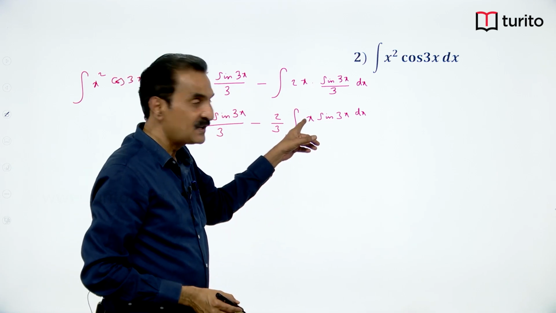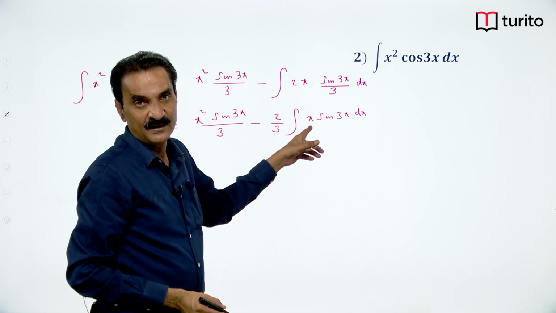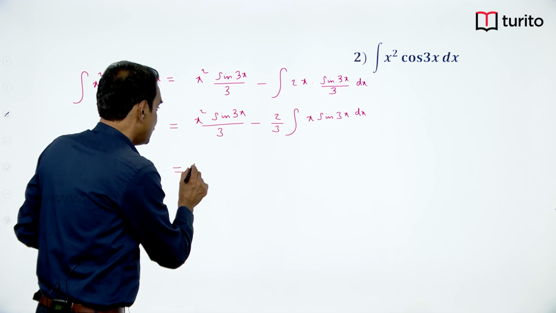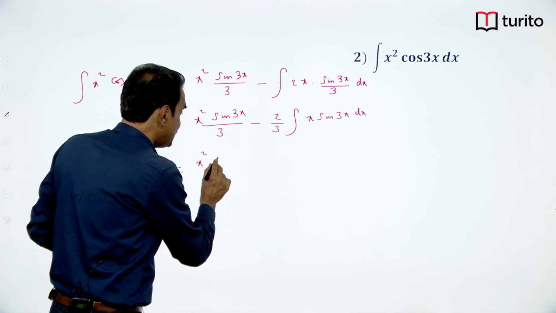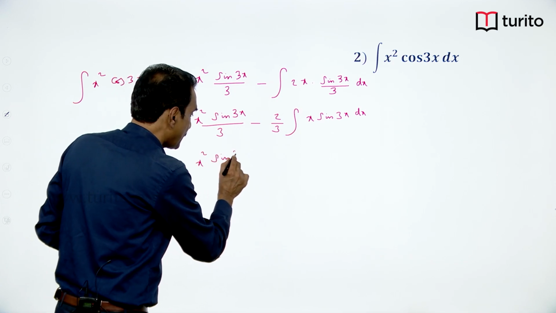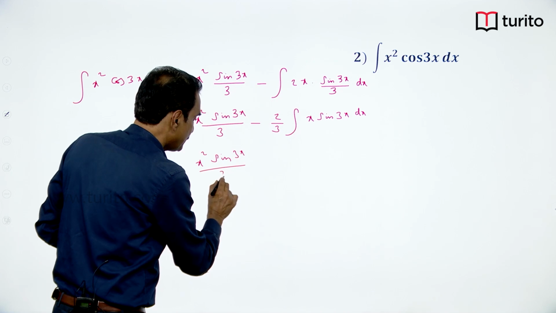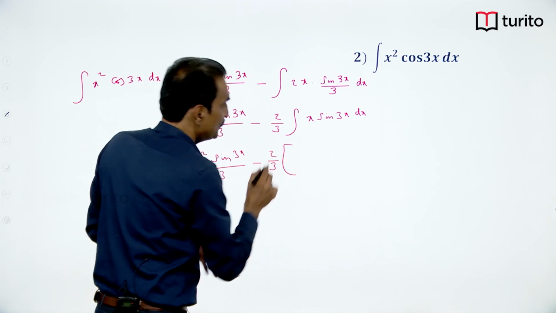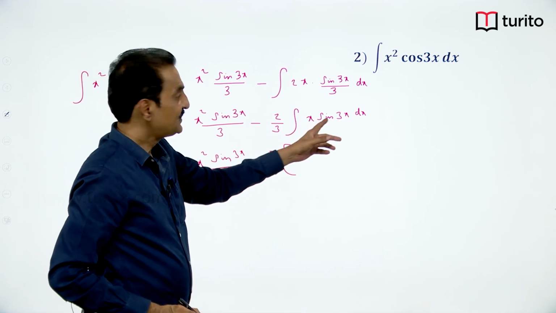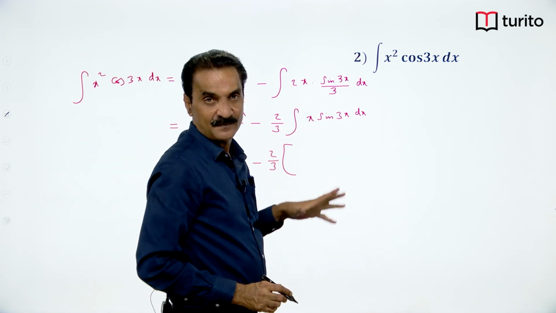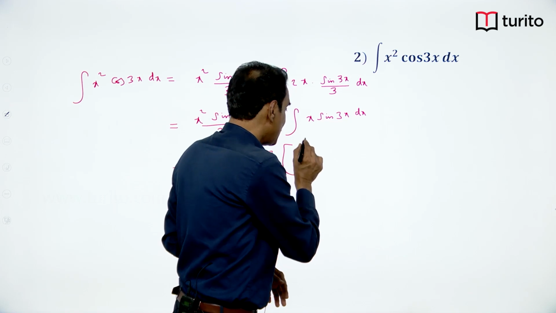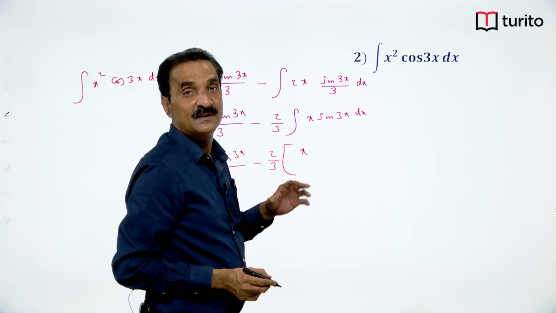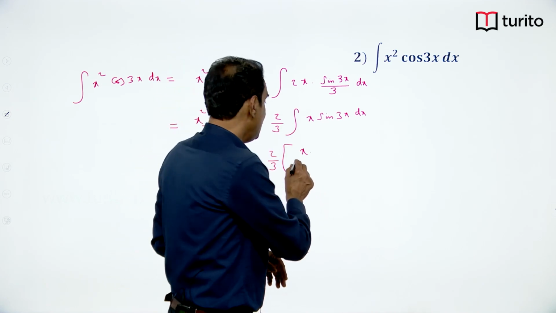Now, which is first function? X, algebraic. Second function is sin 3x. X square sin 3x by 3 minus 2 by 3 into, we are integrating by parts, first function into integral of the second. X is first function, integral of second function, what is the integral of sin 3x? Minus cos 3x by 3.